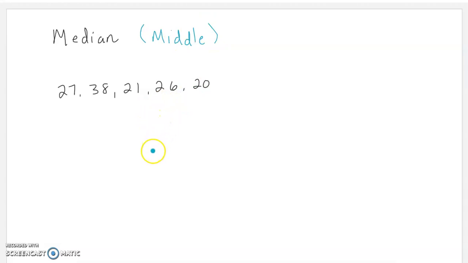Now, some of you might just automatically say that the number is 21. Well, that may or may not be true, but the very first thing that we have to do is put all these numbers in order from least to greatest. So let's do that. The smallest number here is 20. So let's put a 20 here. Let's cross that off. The next number would be 26. Okay, no, it wouldn't be. It'd be 21. I did that on purpose. The next one would be 26. Okay, the next one would be 27. And then the last one would be 38.